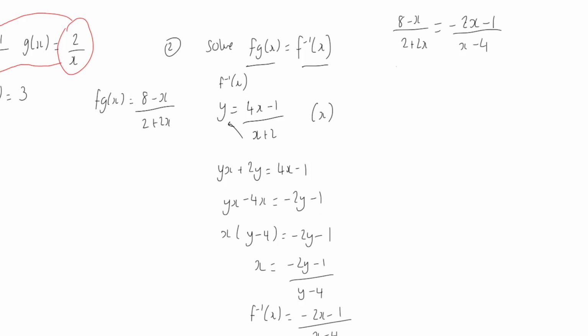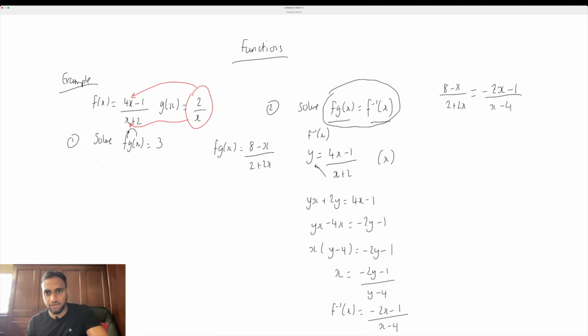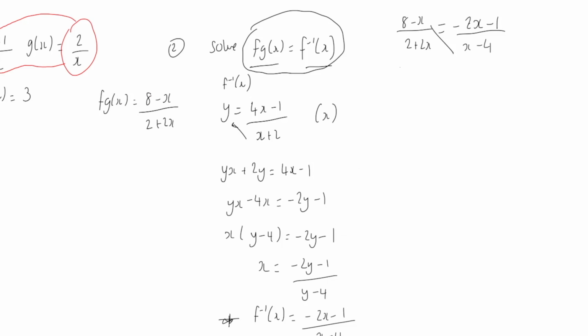Remember, this is what we need to find here: fg of x equals f minus 1 of x. I found my fg of x here, which is what we had in the previous question. And now I'm equating it to my f minus 1 of x here, which is what I just found here. And then we solve. So we cross multiply. So we have x minus 4 times 8 minus x, and then minus 2x minus 1 times 2x plus 2.